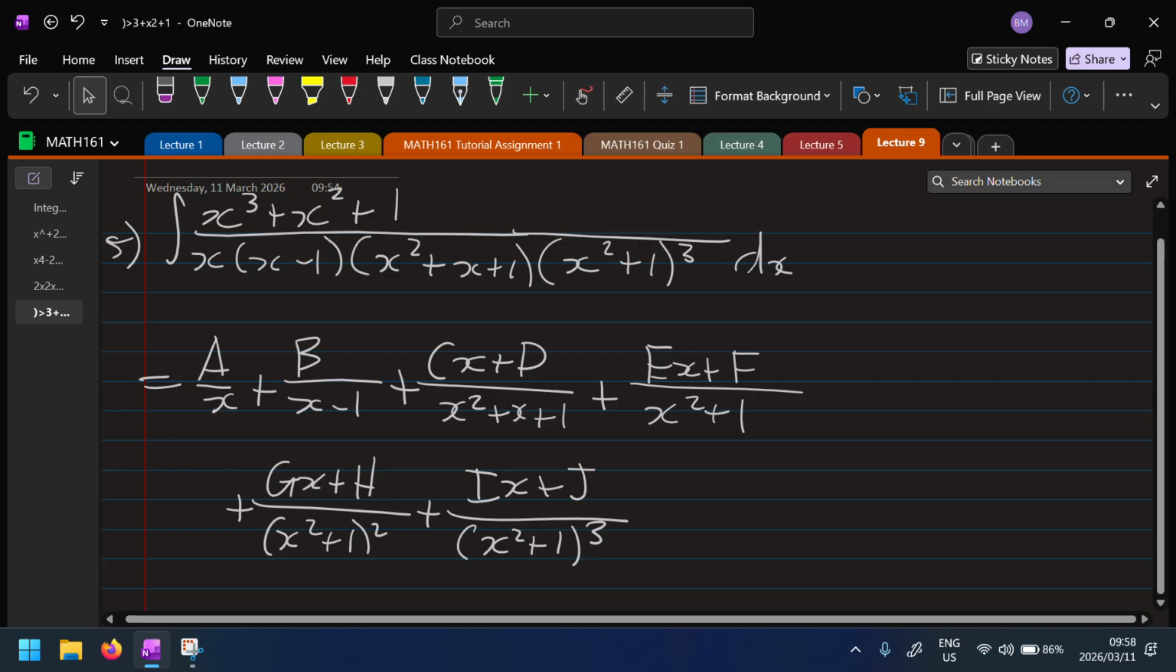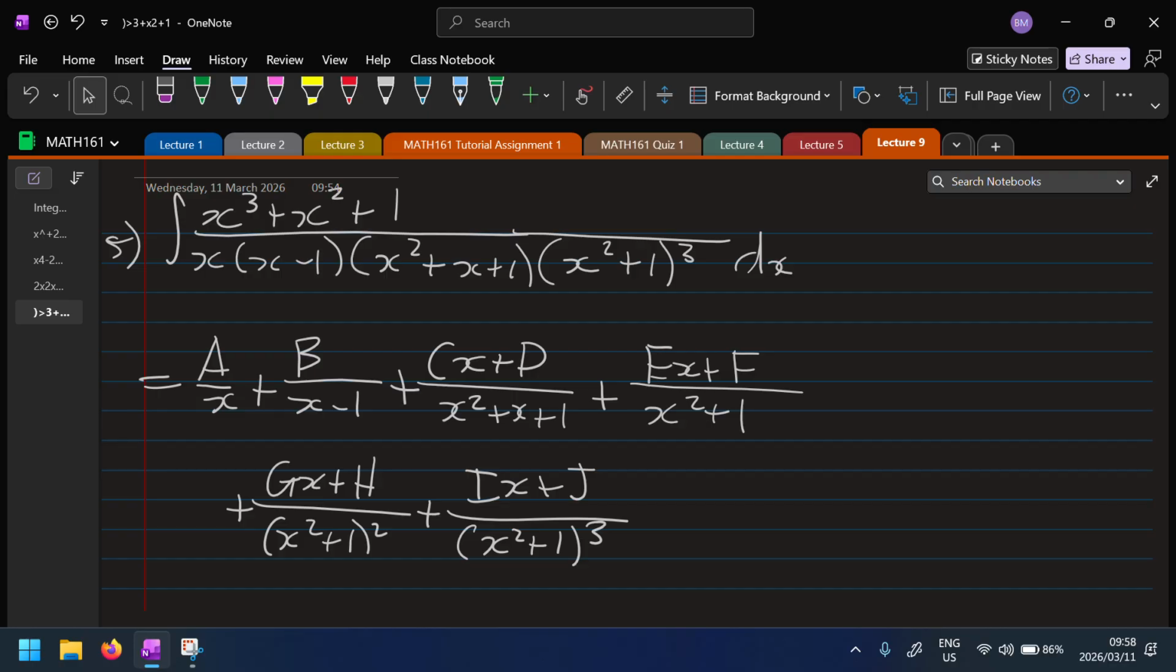So here, just to summarize, we had the x, so a over x. X minus 1, b over x minus 1. Next one, it was an irreducible quadratic. It cannot be factored. So it will be cx plus d. The next one is a quadratic repeated 3 times. So we need 1 for the first one, x squared plus 1. We need another one for x squared plus 1 squared, and a final one for x squared plus 1 cubed. Does everyone see that? Yeah. This will be as difficult as it's going to get.